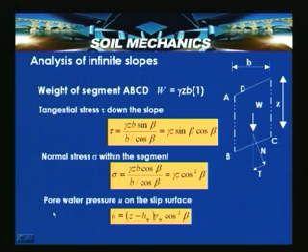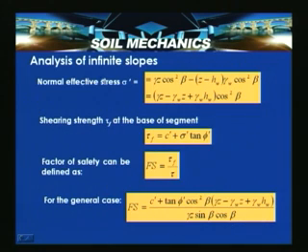So, pore water pressure U on the slip surface, that is along this surface. HW is this portion and Z is the depth. So pore water pressure U on the slip surface is given by Z minus HW into gamma W cos square beta.